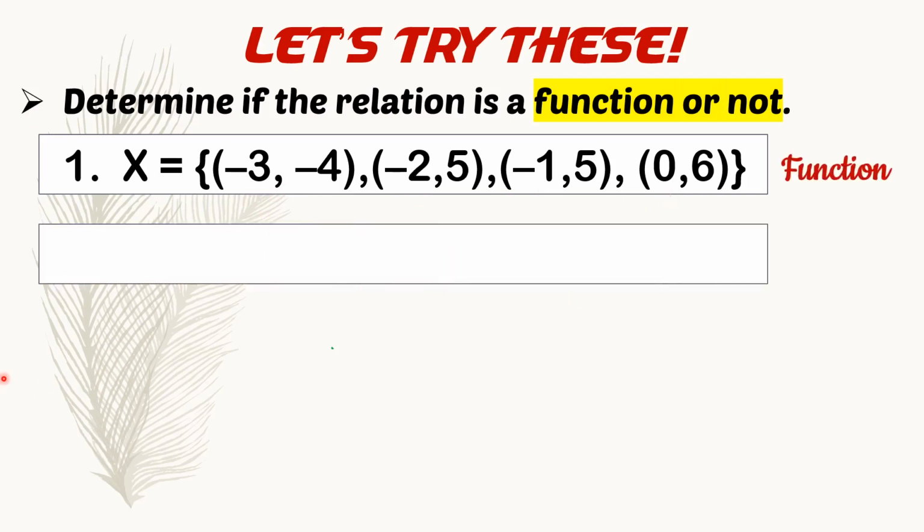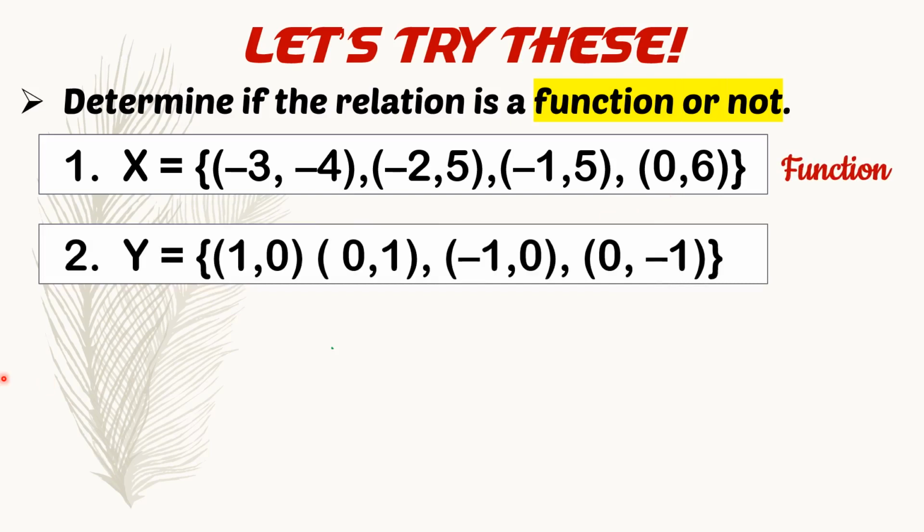Let's have set number 2, set y. Here, 0 is being repeated, and it is paired to two different numbers: positive 1 and negative 1. They are distinct. So this time, it is not a function.